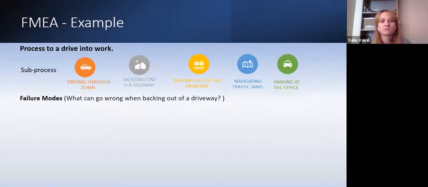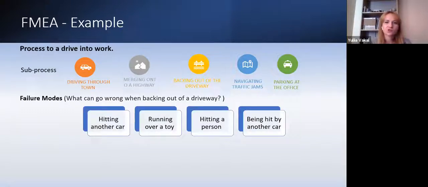Then we need to define what the failure modes are. Basically, these are categories of our problems, right? And then we need to define what could go wrong. In this example, we will be discussing backing out of a driveway. So we have 4 possible failure modes: hitting another car, running over a toy maybe, hitting a person, being hit by another car. So these failure modes are what could go wrong.